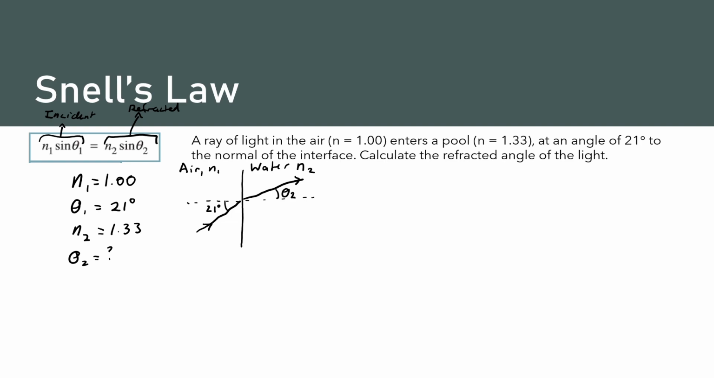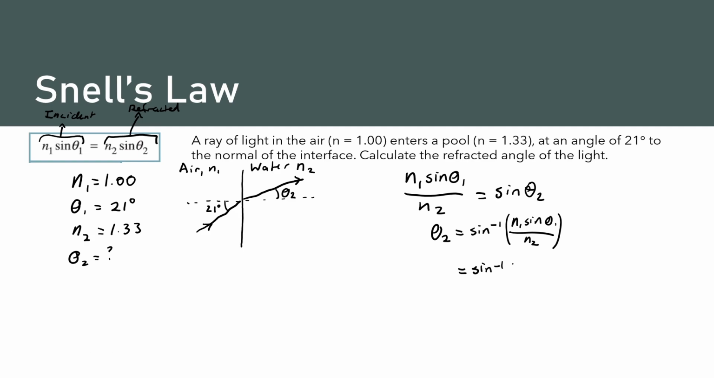So for our solution, I'm going to rearrange our Snell's law equation for theta 2, as this is the variable which we do not know. From here, we need to substitute, and our final answer should be correct to two significant figures, given the angle that we were provided with in the question. Our final answer there is 16 degrees.